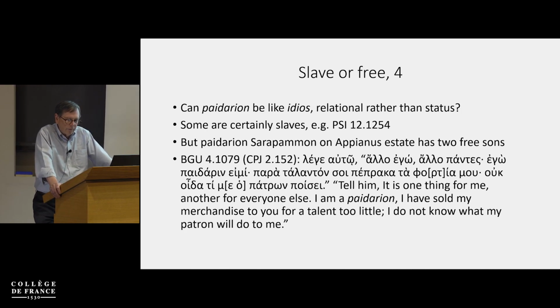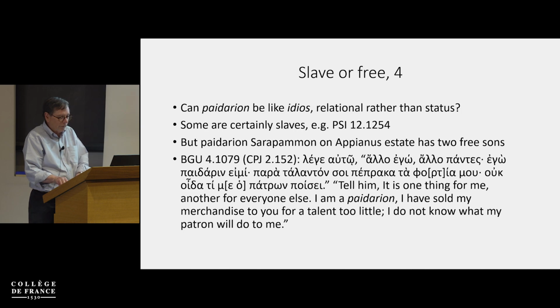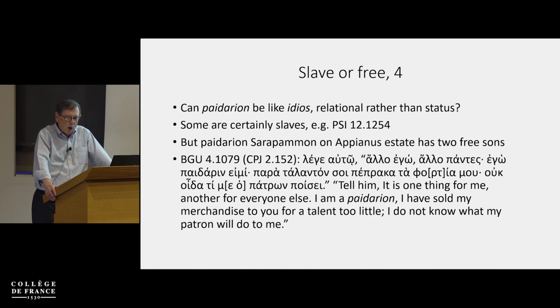In PSI 1254, an 8-year-old paidarion named Zoilos is reported sold for a price, and thus is surely a slave. Indeed, the request for anacrisis uses the term doulos for him. On the other hand, Rathbone pointed to the case of the paidarion Sarapammon, a carpenter on the Appianus estate, who had 2 sons who became free contract laborers on the estate. Slaves could not have legally recognized sons. Much later, we find paidaria with patronymics.